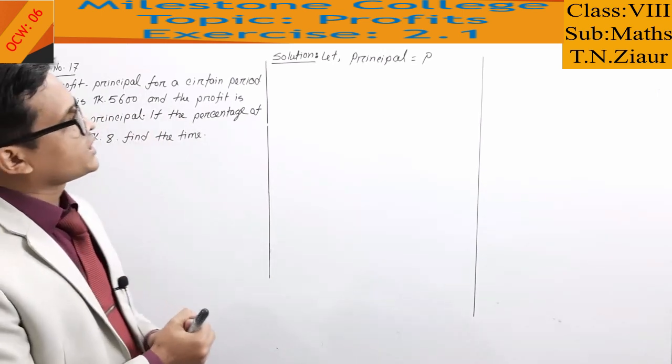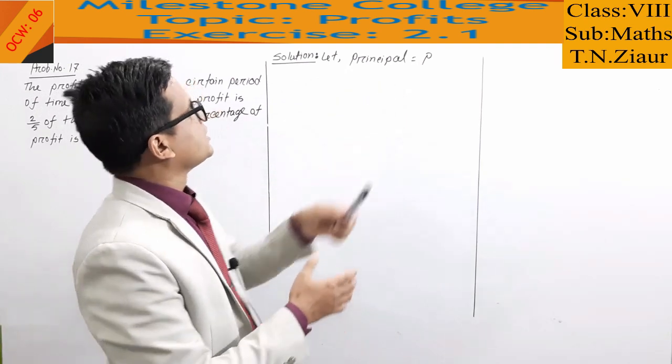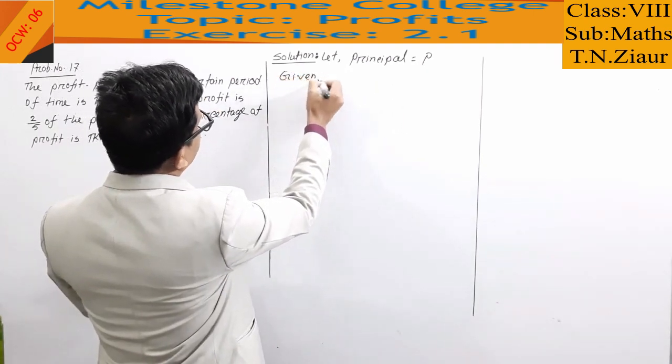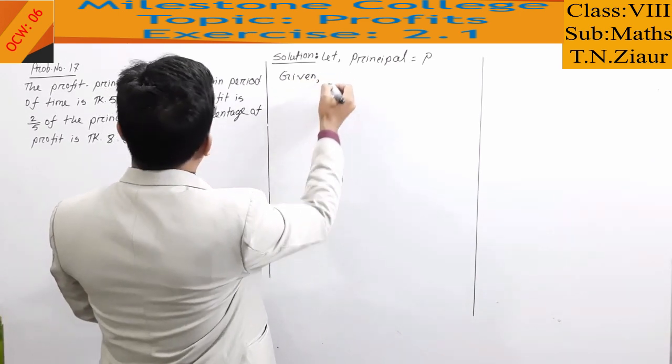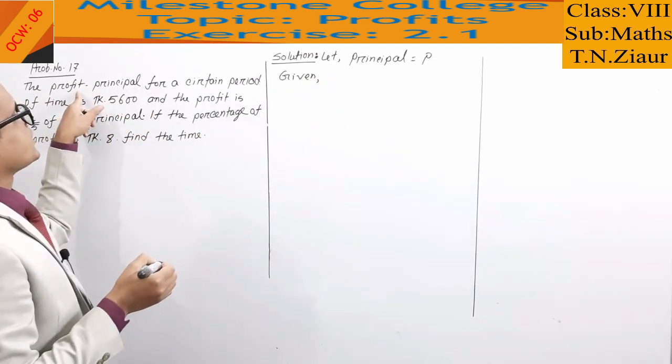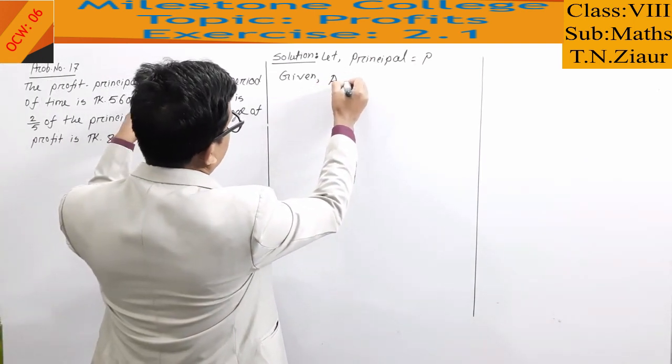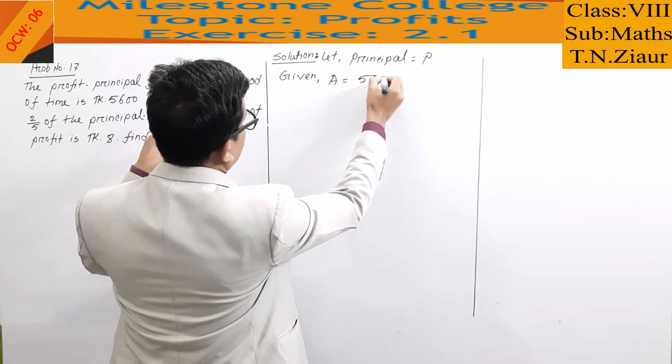So first let the principal be P. Now write what is given. The principal is denoted by A, so that's why you can write given A is equal to 5600 taka.